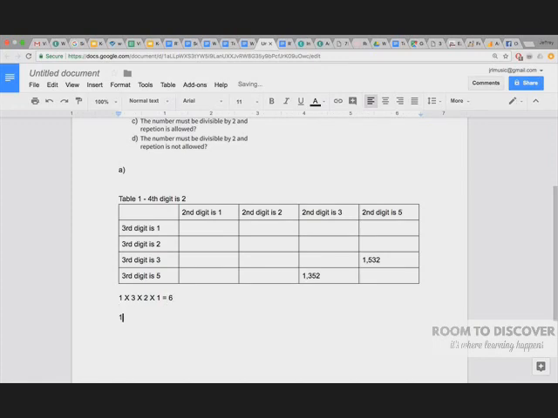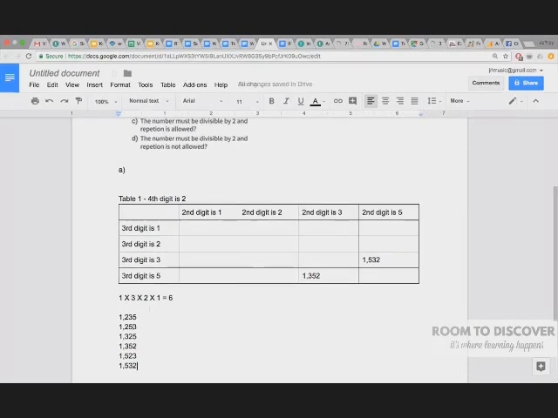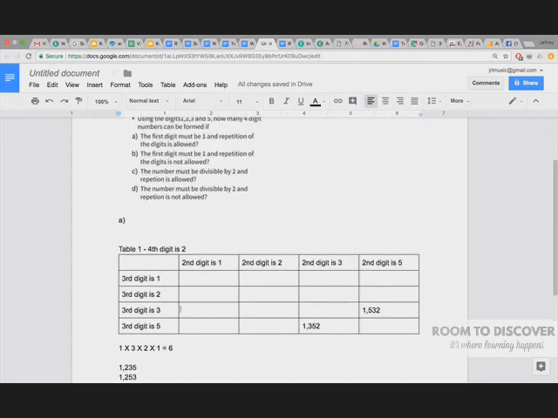Let's check that. So 1, 2, 3, 5. I can only have one option where 2 is in my second, or no, I can do 1, 2, 5, 3. I can do 1, 3, 2, 5, 1, 3, 5, 2, 1, 5, 2, 3, 1, 5, 3, 2. 1, 2, 3, 4, 5, 6. These are all the combinations where I'm not repeating digits.